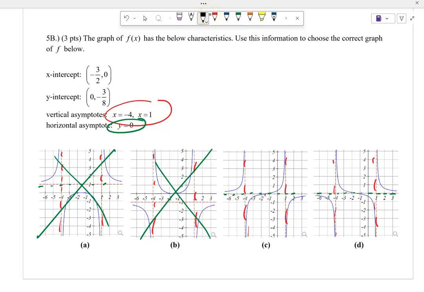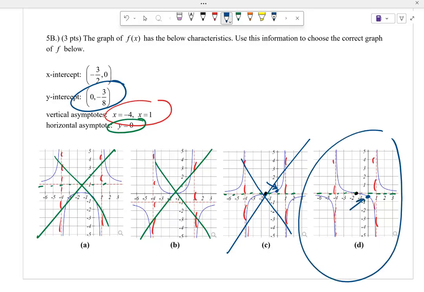So let's now check the x-intercept, -3/2, 0. -1.50, looks like that one has it. And let's check D, -1.50. Okay, that one's okay. And now I'm just going to check the y-intercept, 0, -3/8. That's not it. That's a positive 3/8, that's the wrong y-intercept. So it's got to be this one here, 0, -3/8. That looks like the right one. So it looks like we'll graph D on this one.